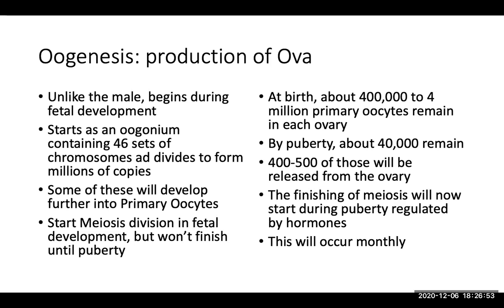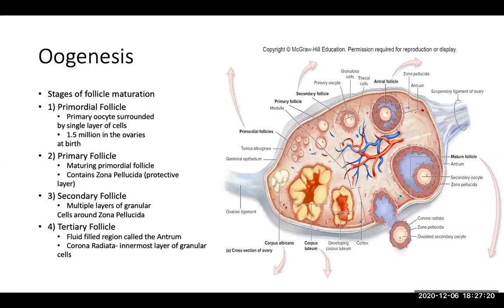Some of these will develop further into primary oocytes, and they'll start meiosis division in fetal development, but they won't finish until puberty. And at birth, about 400,000 to 4 million primary oocytes will remain in each ovary. By puberty, about 40,000 remain, and 400 to 500 of those will be released from the ovary. The finishing of meiosis will now start during puberty, regulated by hormones, and this will occur monthly.